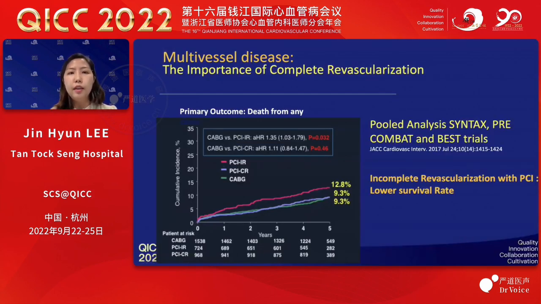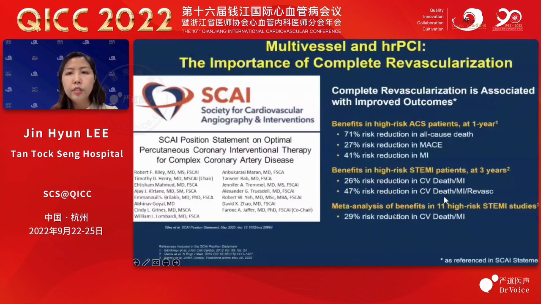So there has been data accumulation about the importance of complete revascularization. This shows the pooled analysis of the SYNTAX, PRECOMBAT and BEST trials published in JACC, where it shows that incomplete revascularization with PCI is related to lower survival rate. This is also confirmed in this SCAI statement, where complete revascularization is associated with improved outcomes in high-risk cases, with risk reduction in MACE, MI, and cardiovascular death.